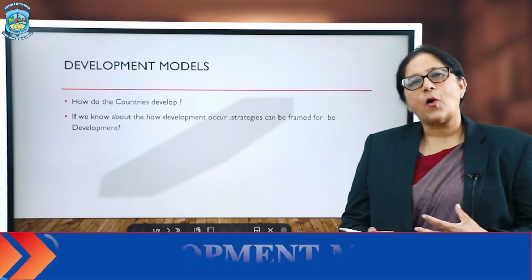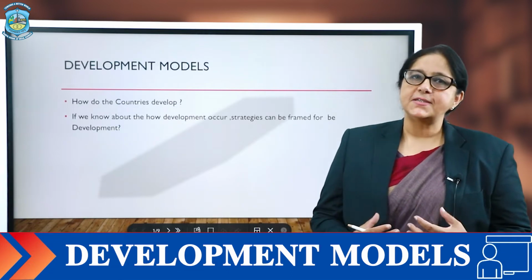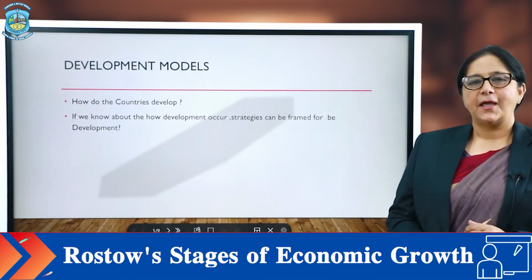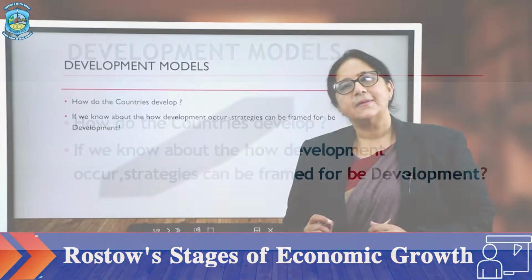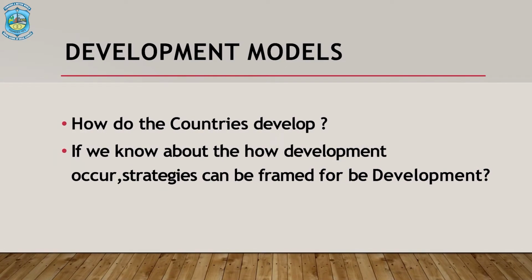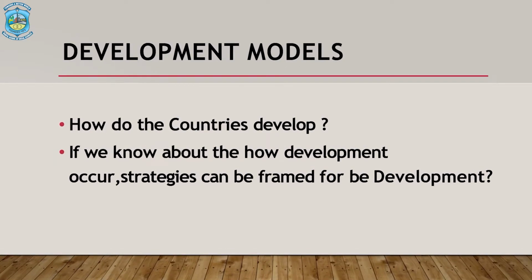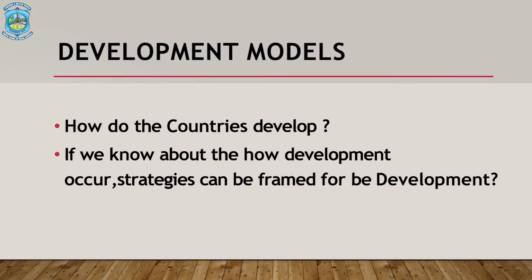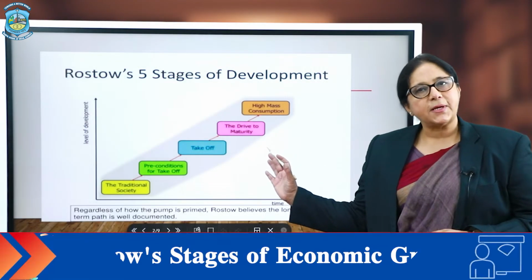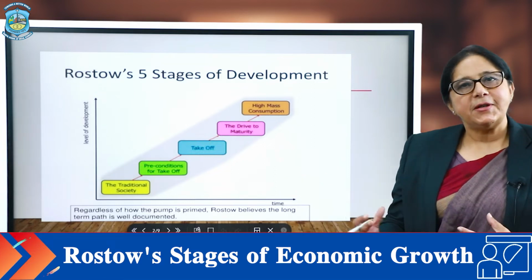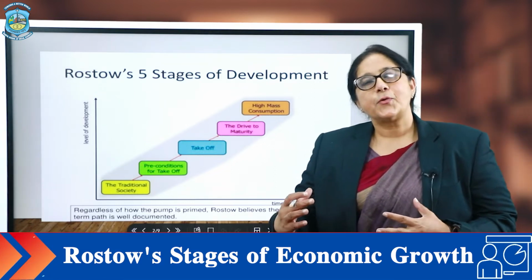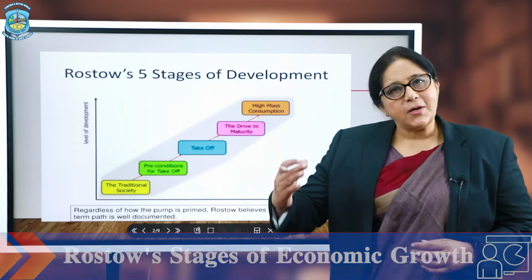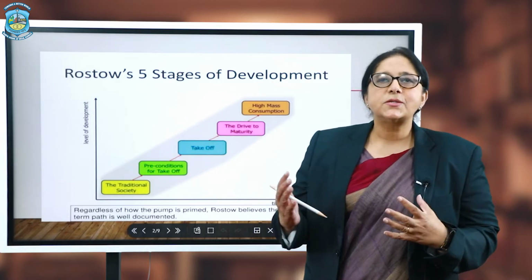Today, in the series of developmental growth models and strategies that we've been discussing, I'll be talking about Rostow's stages of economic growth. Now, this piece of literature has been widely commented upon, circulated, criticized, and talked about. Rostow was an economist who gave various stages of development through which an economy passes. Is it similar to the journey of an individual from childhood to adolescence to maturity to old age? So what does Rostow say?